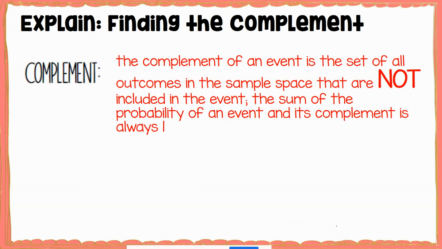Now let's look at page 17. On page 17, we're going to talk about the complement of an event. The complement of an event is the probability of that event not happening. It's important to know that the probability of an event plus the probability of its complement is always going to give us 1.